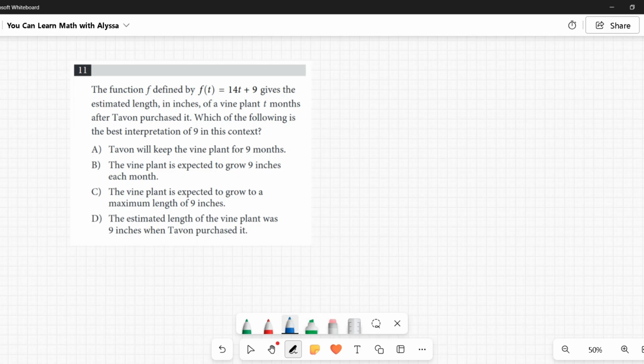For these kinds of problems, when they're asking about the best interpretation, I like to get my answer first in my head before I look at their answers. There are some problems where looking at the answers is what I advise you to do first. This is not one of them, because sometimes the answers can be very similar. And so I like to have in my head what I'm looking for before I read all their conflicting information. So here we have our starting function f of t equals 14t plus 9.